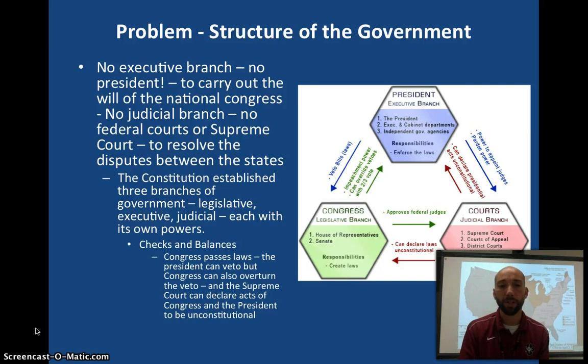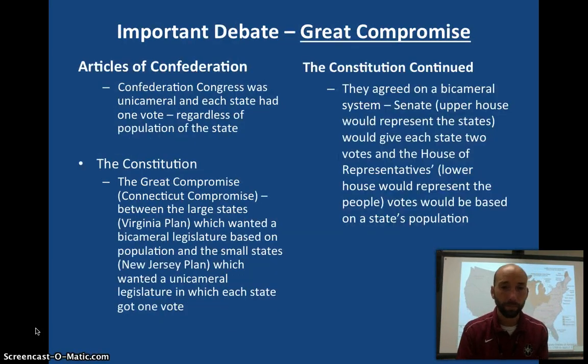And so the Constitution establishes three branches of government: the legislative, which makes the laws; the judicial, which interprets the laws; and the executive, which carries out the laws. And then they put checks and balances in place to make sure no branch became too powerful. For instance, a president can veto a law that Congress has passed. Congress can also overturn that veto. Congress can impeach the president or impeach people in the Supreme Court. The Supreme Court can declare laws and acts unconstitutional. So they all have power over each other through checks and balances.